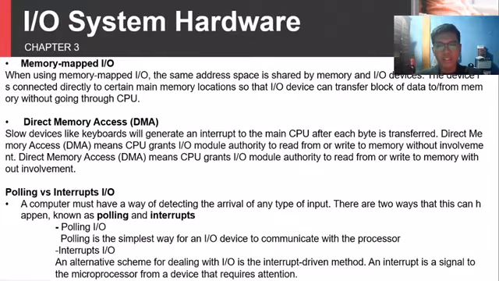Polling versus interrupt I/O. A computer must have a way of detecting the result of any type of input. There are two ways this can happen, known as polling and interrupts. First, polling I/O. Polling is the simplest way for an I/O device to communicate with the processor. And second, interrupt I/O. An alternative scheme for dealing with I/O is the interrupt-driven method. An interrupt is a signal to the microprocessor from a device that requires attention.